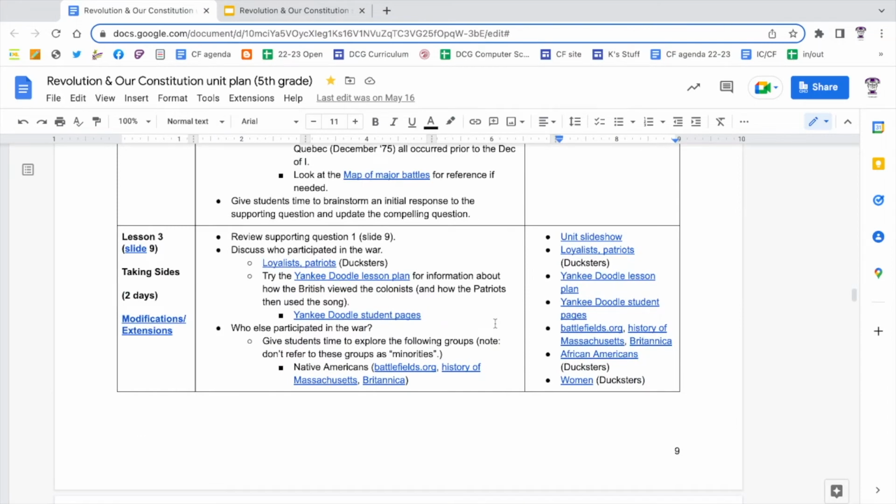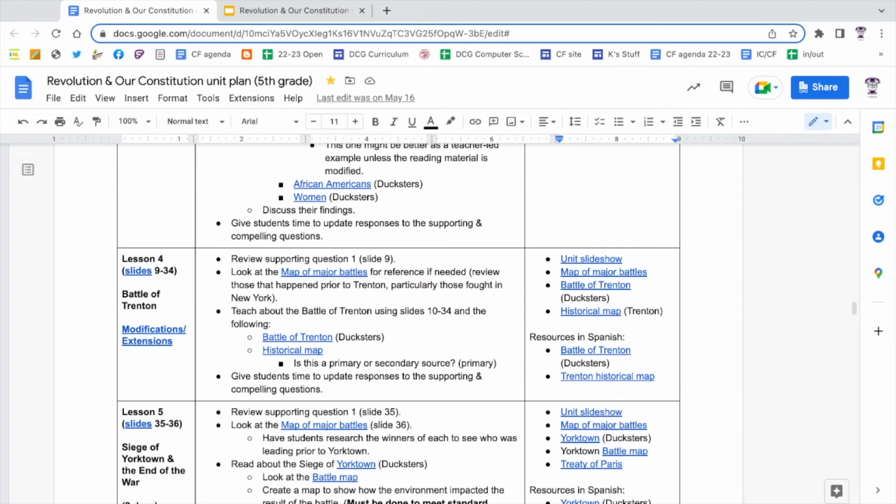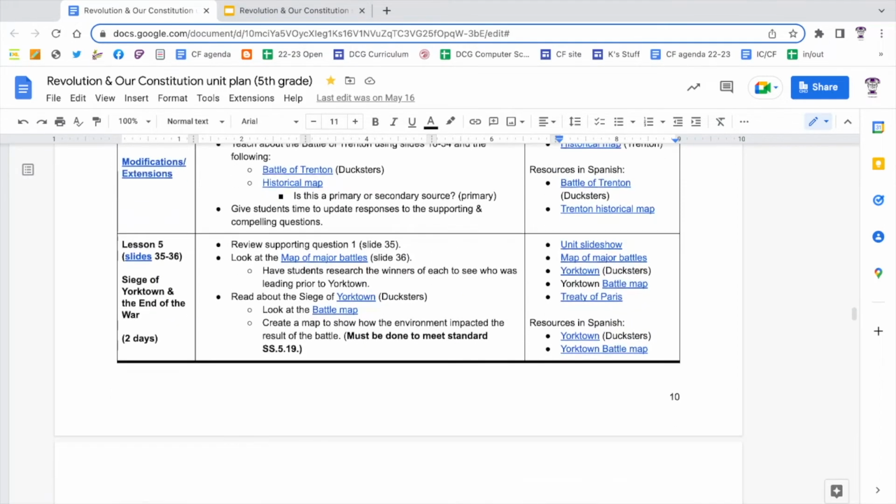Then in Lesson 3, we move into this concept of taking sides. This was touched on a bit at the end of the Colonial America unit. So we have the Loyalists and Patriots. But what we didn't talk about before were the groups who weren't necessarily the main groups involved in the war. Lesson 4, we learn about the Battle of Trenton. And again, we have a historical map that we can check out. Lesson 5 is the Siege of Yorktown and the end of the war.